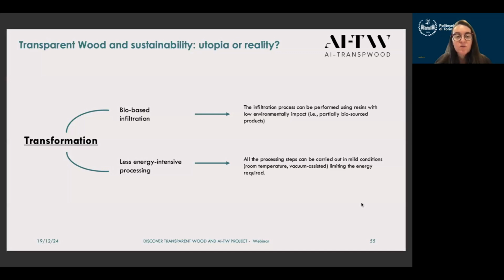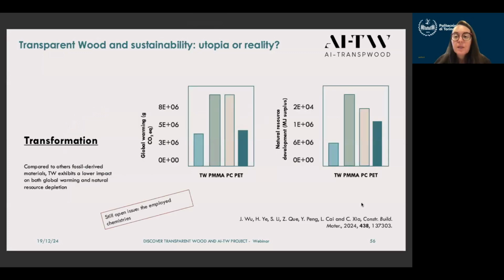So transparent wood demonstrates significantly lower environmental impact compared to many fossil-derived materials in terms of global warming potential and natural resource depletion. This is one of the key reasons transparent wood is being considered as a more sustainable alternative to materials like glass, plastic, and metal that derive from fossil fuels.